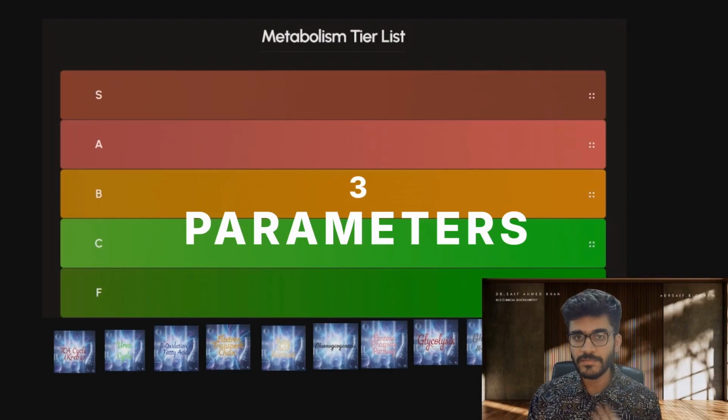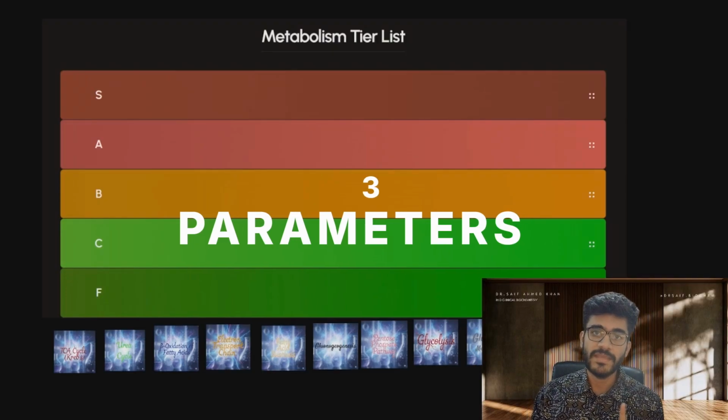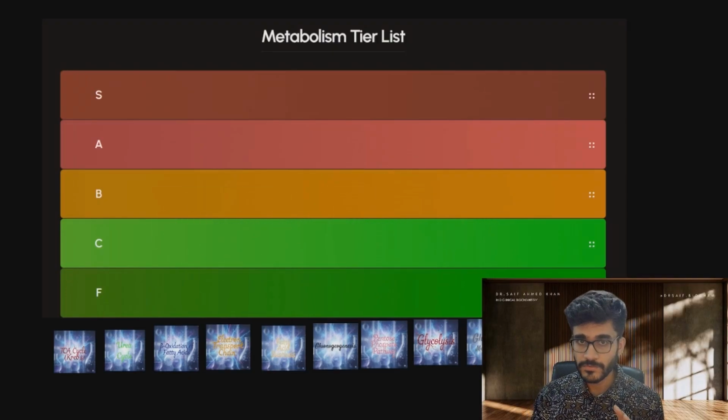So I have chosen 3 main parameters. The first one is ATP production efficiency. So we are going to see how much energy output each of these give, and based on that, they will rank higher. The next one is metabolic centrality. So how well integrated these pathways are. Now, some pathways are very highly integrated and some are not very much integrated. They are playing their solo game. So that is also going to affect their ranking.